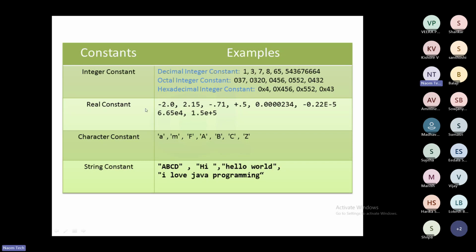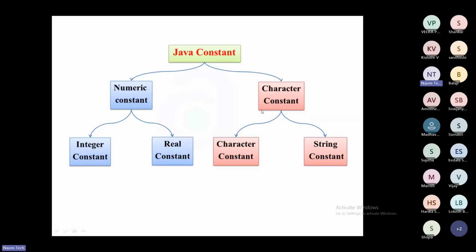Next one is a real constant. So what is a real constant? A number with a fraction, with decimal points, something like -2.0, 2.15. All these are real constants. So a real constant is a number with a fraction. Okay, so this is a quick idea about all the different types of constants. Character is in single quotes, string in double quotes, integer without fraction, real with fraction. This is a quick idea.